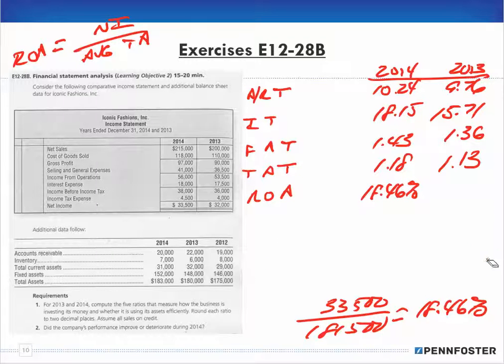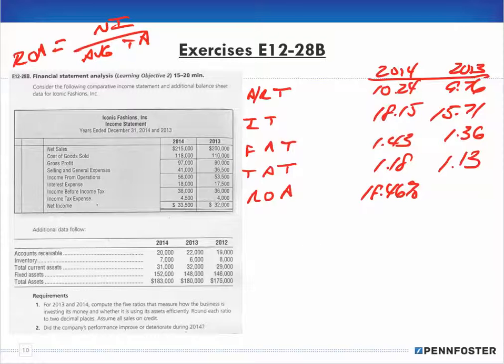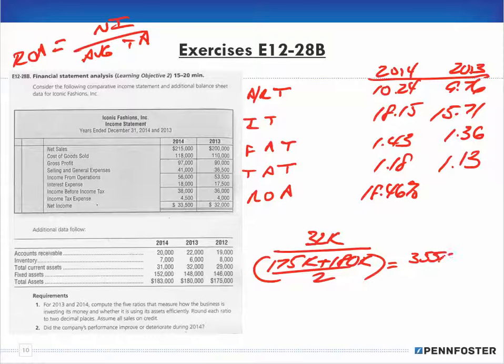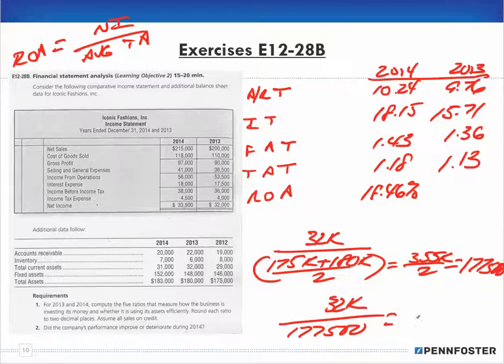And lastly, we have 32,000, and that's over 175 plus 180 divided by 2, which is equal to 355 over 2, which is 177.5. So 32,000 divided by 177.5 is 18.03%.